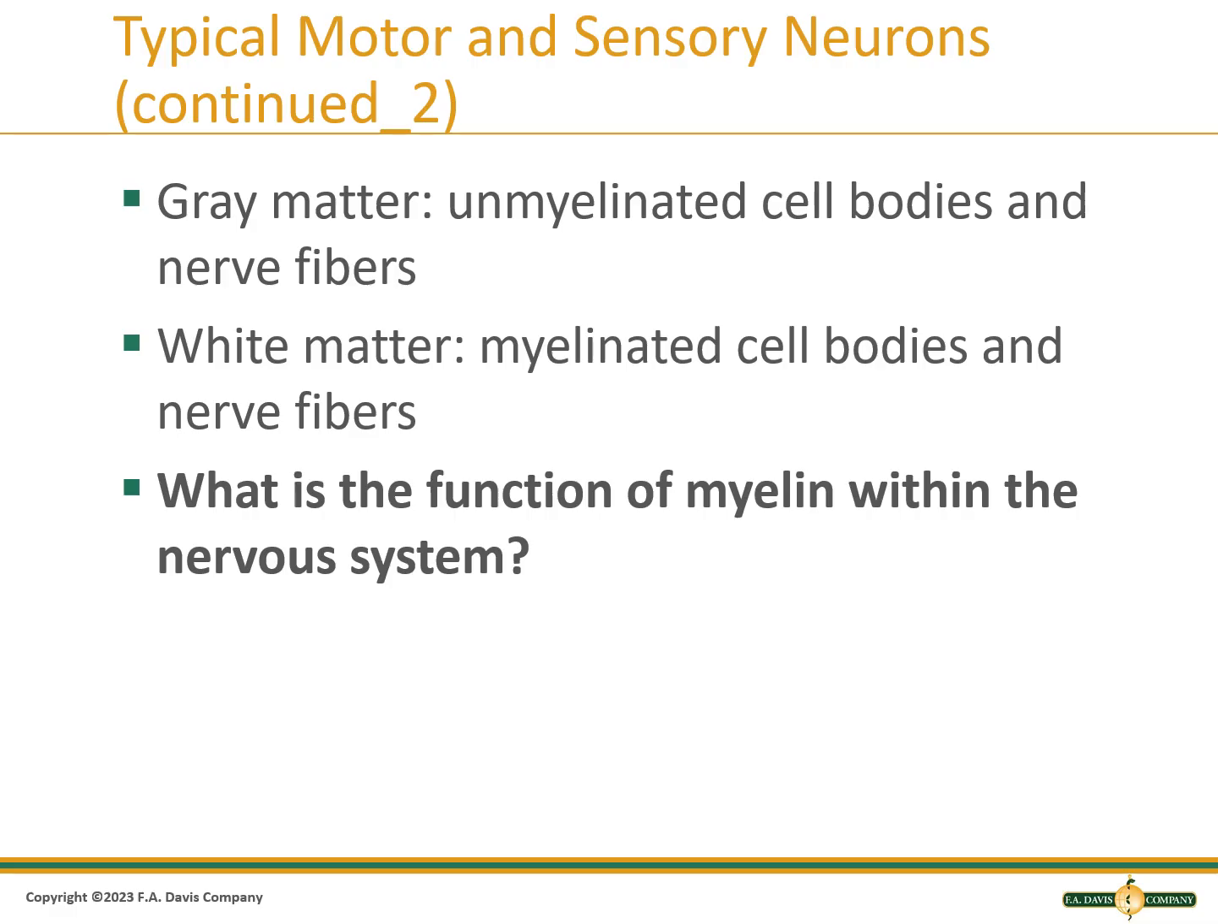Within the central nervous system, we have gray matter and white matter. Gray matter is unmyelinated cells and nerve fibers, and white matter is made up of myelinated cell bodies and axons and nerve fibers. It's very important to understand that myelin speeds up the rate of impulse conduction within the nervous system so that nerves can transmit signals faster.